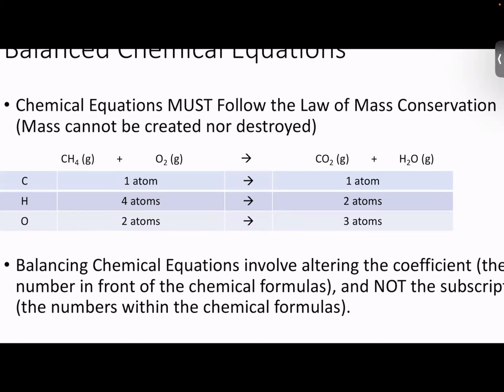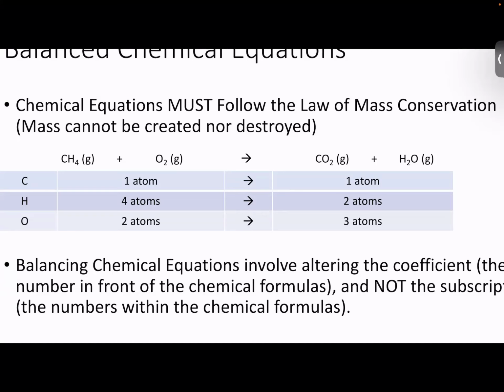Now, chemical equations must follow the law of mass conservation. I've already introduced this concept of law of mass conservation. It says that mass cannot be created nor destroyed. When we were developing the molar masses for our chemical formulas, we were adding the mass of hydrogen, a mass of hydrogen and a mass of oxygen to get the mass of water, because mass could not be created or destroyed. Well, when you're dealing with a chemical equation, you must also follow the law of mass conservation.